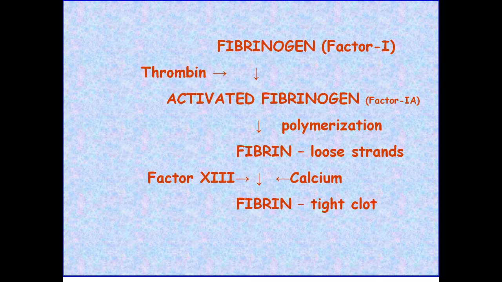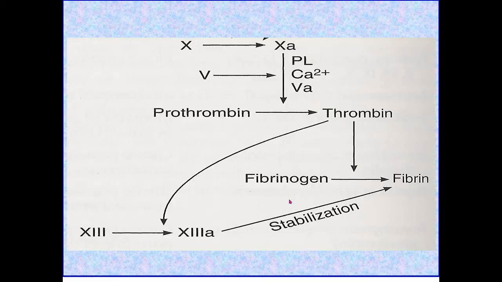This fibrinogen, or factor 1, in presence of thrombin becomes activated, that is activated fibrinogen, or factor 1A. This activated fibrinogen is a monomer. After polymerization, it forms loose strands of fibrin. And these loose strands of fibrin, in presence of factor 13 and calcium ion, form a tight clot, or the fibrin tight clot.